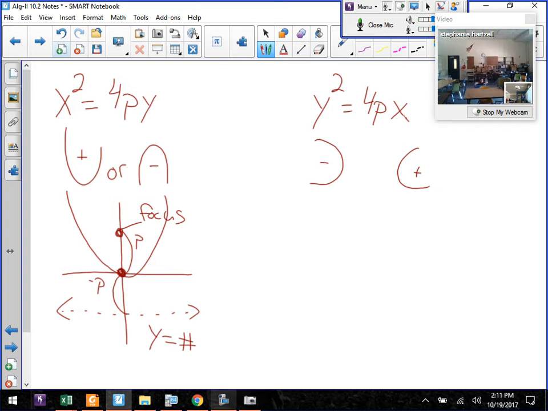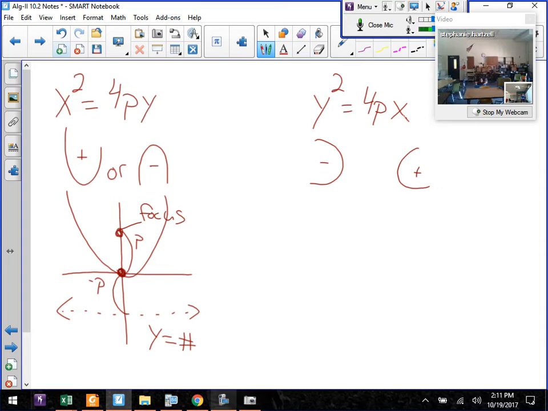Different direction. So if p is 2, it means it went up 2. Then the counterbalance, you have to go down 2. The distance between those two is always going to be the same. From vertex to focus is the same as vertex to directrix. So the vertex is at the midpoint. It always works.